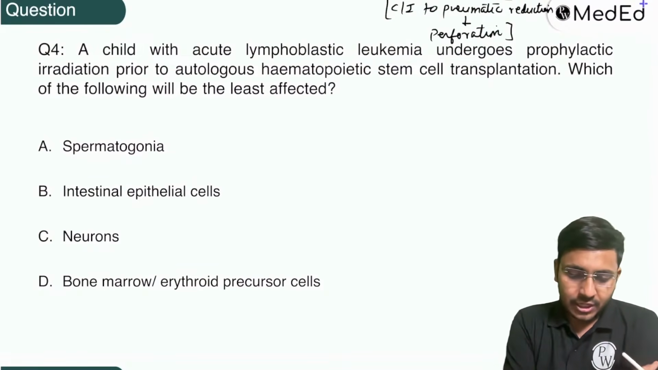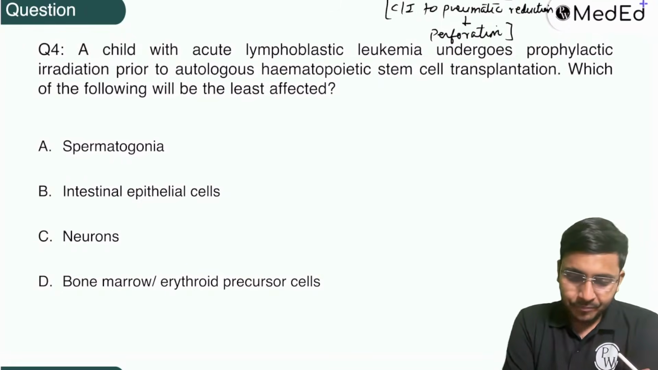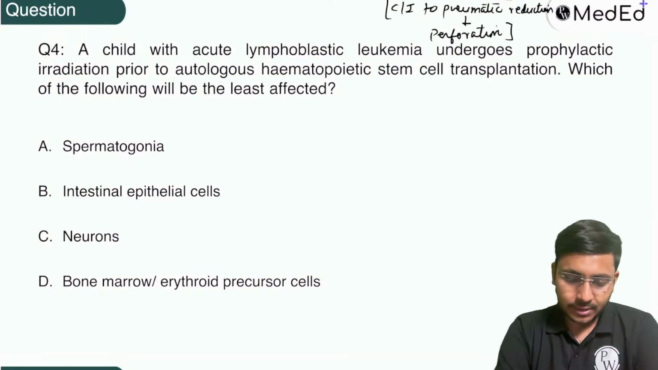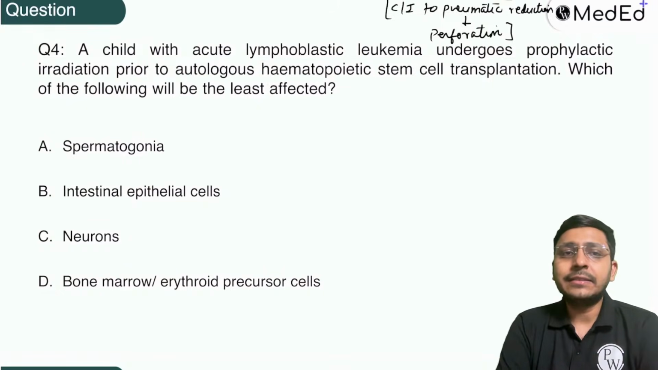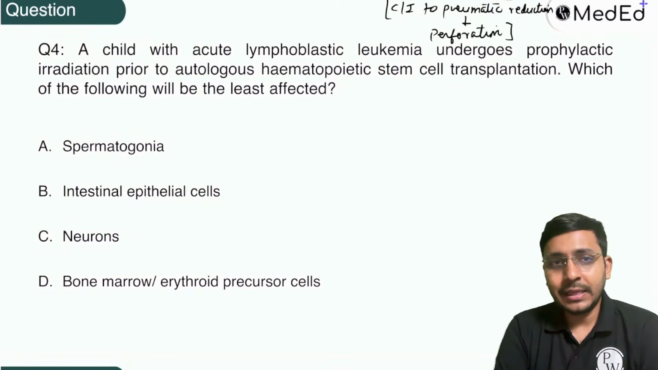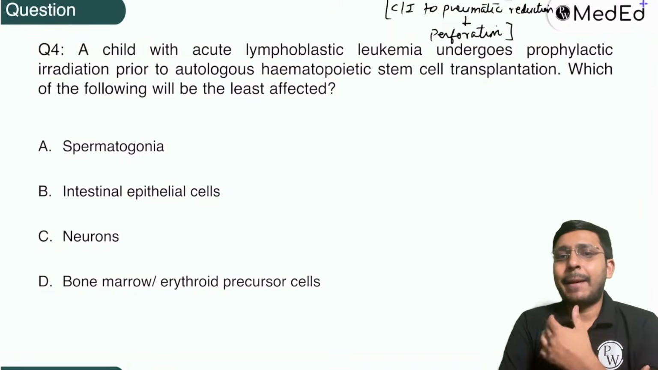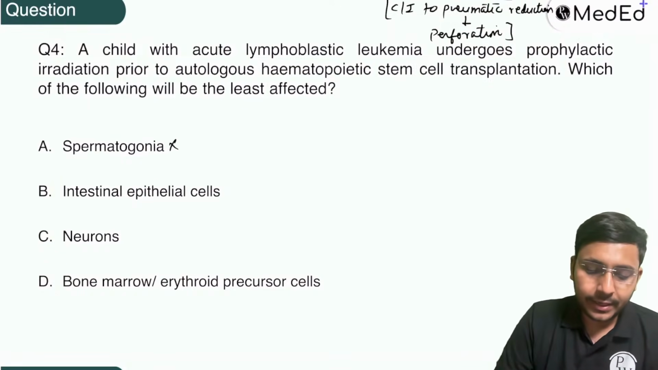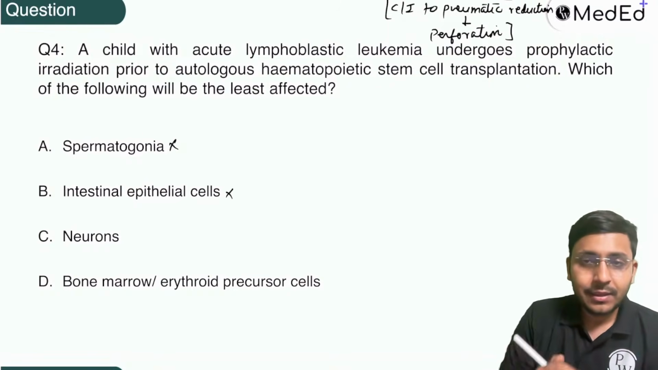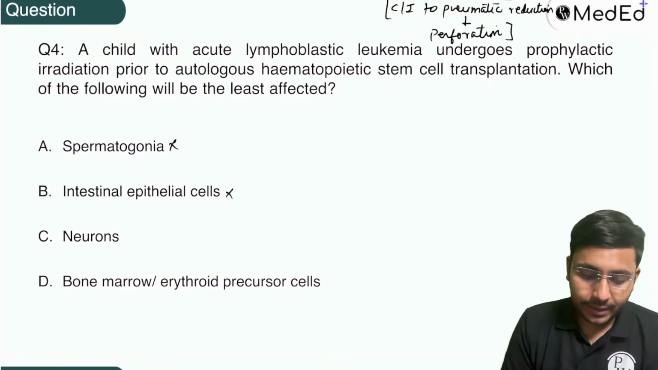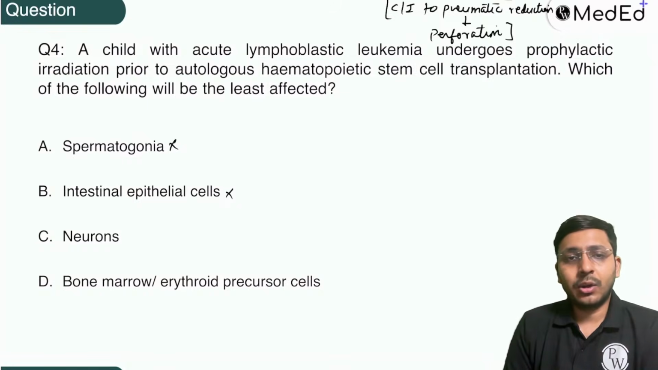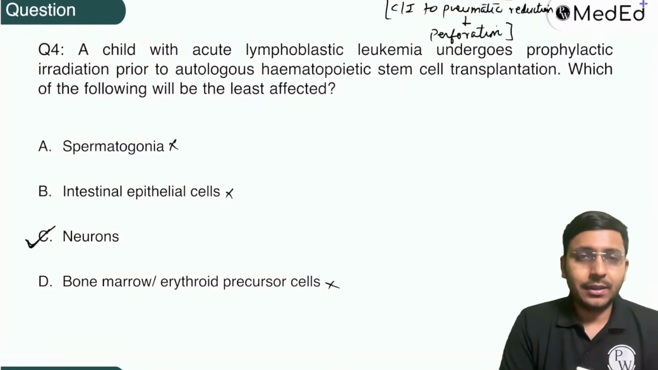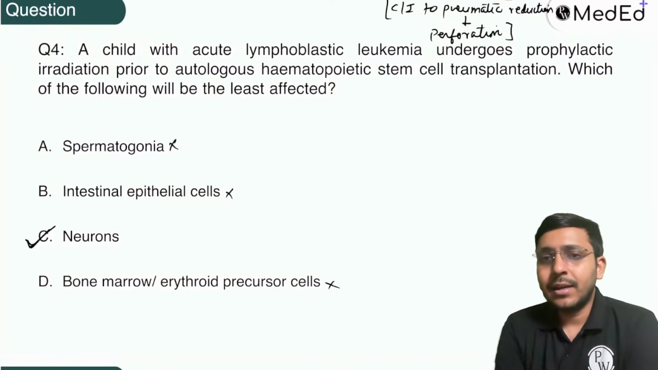Next question. A child with acute lymphoblastic leukemia undergoes prophylactic irradiation prior to autologous hematopoietic stem cell transplant. Which of the following will be the least affected? So we know that rapidly dividing cells are more affected. So spermatogonia will be affected. Intestinal epithelial cells, mucosa is rapidly dividing, will be affected. Bone marrow, erythroid precursor cells again will be affected. So neurons is the correct answer. Neurons are the most resistant tissue.